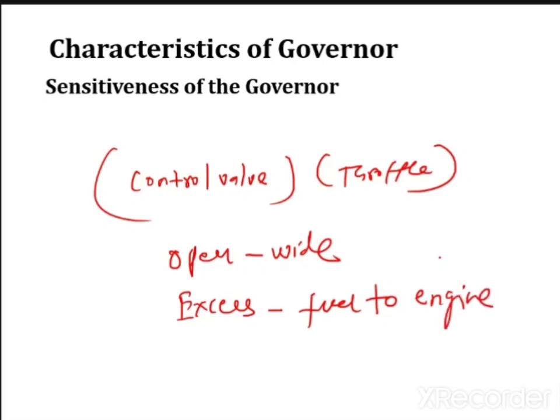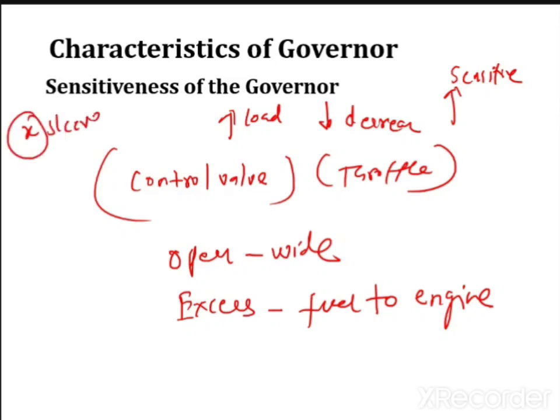See, the load has increased, right? The speed has decreased. Okay, and the governor is highly sensitive. So what happens? The sleeve moves to its lowest position. So the control valve becomes wide open.